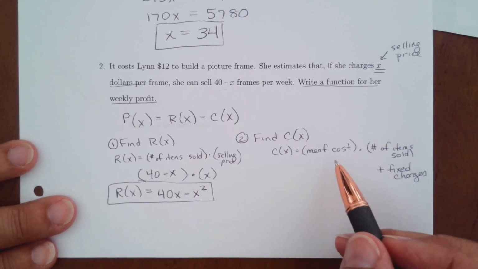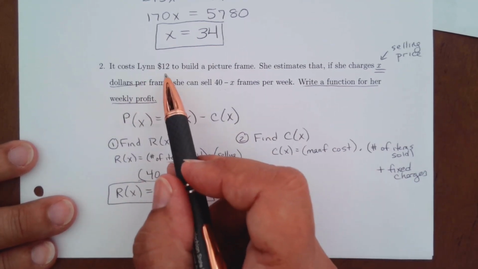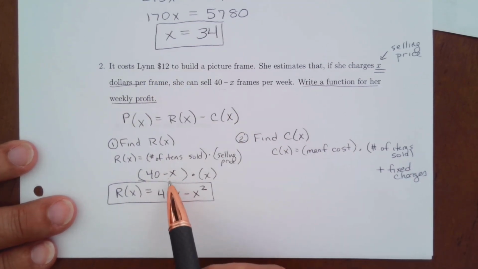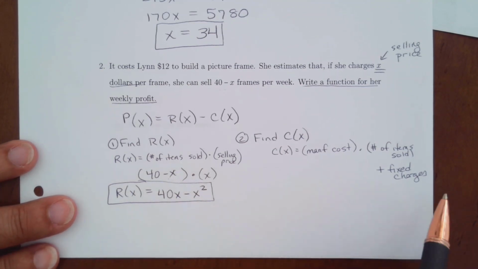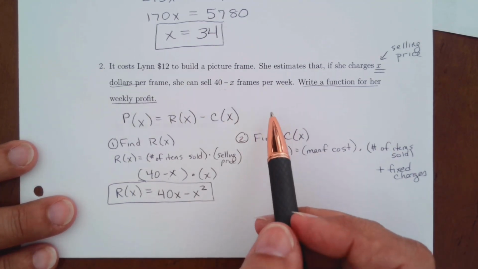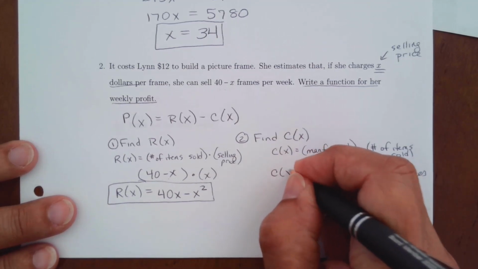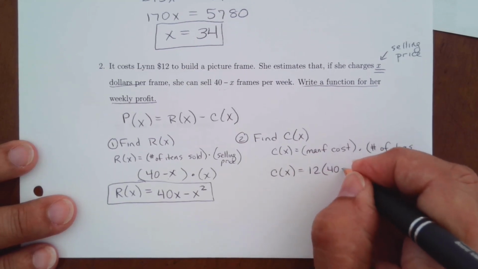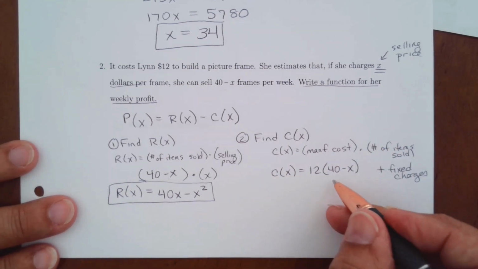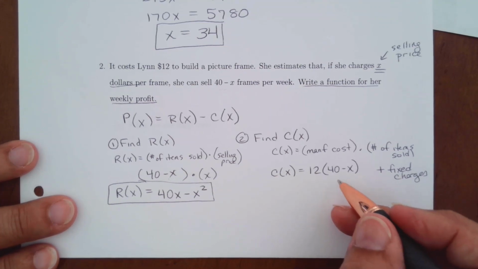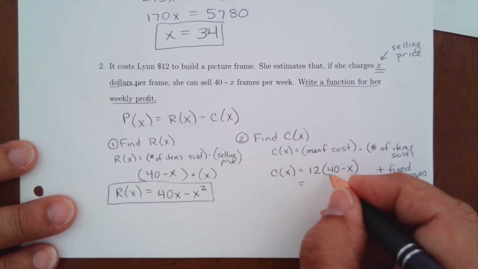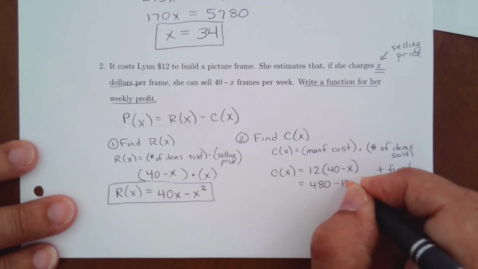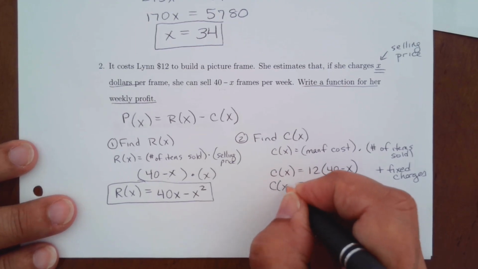So what is the manufacturing cost? It cost her $12. We already know the number of items sold is 40 minus X. And is there any fixed charge in this problem? It doesn't seem to be any fixed charge. So C of X is going to be the manufacturing cost, which is 12, times the number of items being sold. If we multiply that out, 12 times 40 is 480, 12 times negative X is negative 12X. So there's C of X.